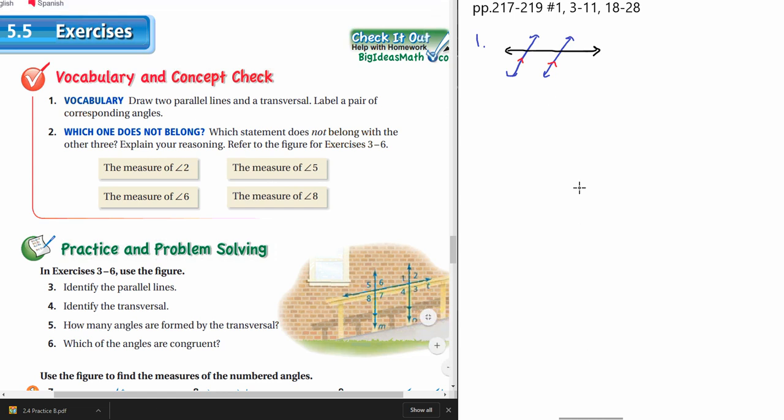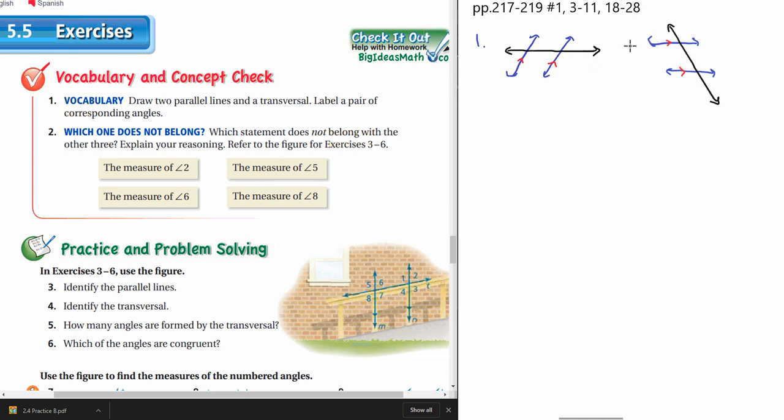Label a pair of corresponding angles. So you may have drawn the diagram this way, or potentially this way, or really, it could have been any different orientation here. But I'll just put it this way, and then it says label a pair of corresponding angles. So I need two corresponding angles in here.